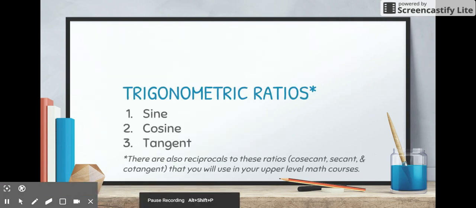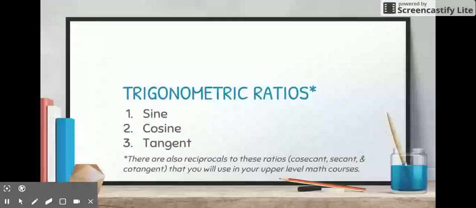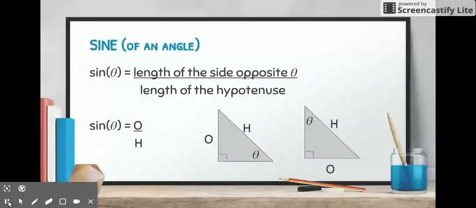So we're going to have 3 trigonometric ratios that we're going to deal with in Math 2. The first one is sine, the second is cosine, and the third is tangent. Note that we do have reciprocals to these ratios, cosecant, secant, and cotangent, but we're not going to deal with those in this math course, but you will see them in your upper level math courses. So these trigonometric ratios that we're going to talk about are only for right triangles.